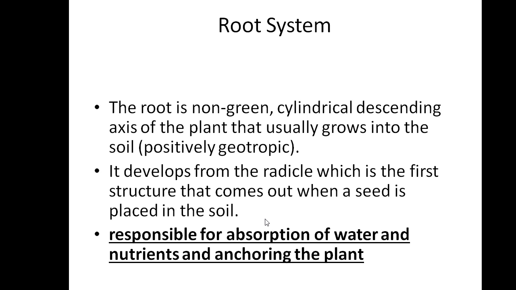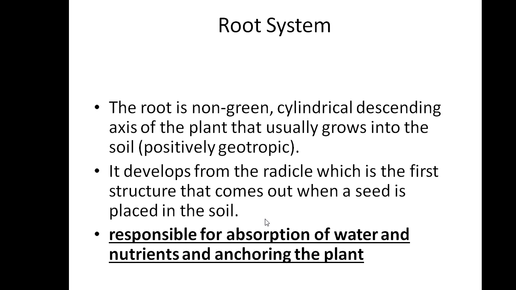It is also called positively geotropic. Why is it called positively geotropic? Definitely I will ask you the question, what is positively geotropic? Listen carefully. The root which is going past the soil, going under and under, depth and depth, is growing along with the gravitational force, so it is called positively geotropic. The shoot system is growing negatively geotropic.